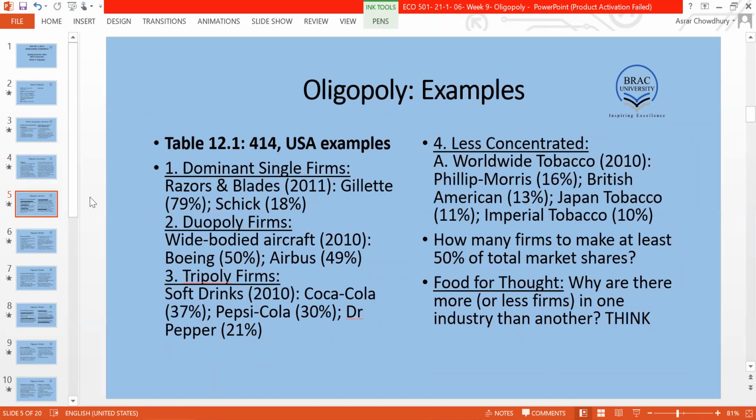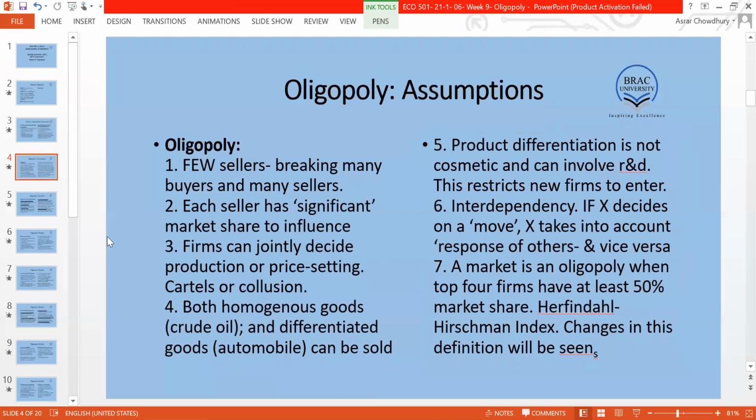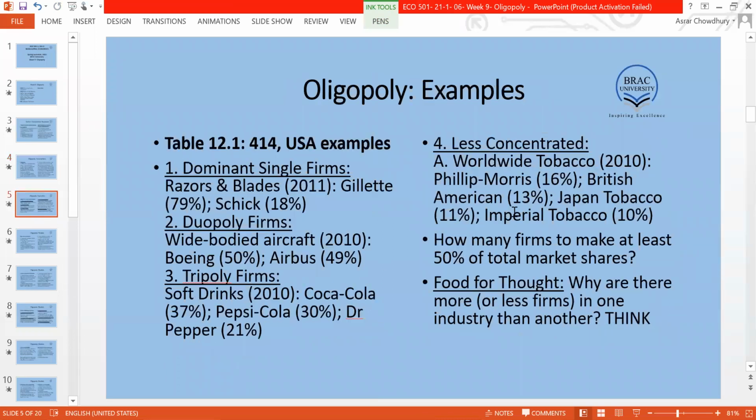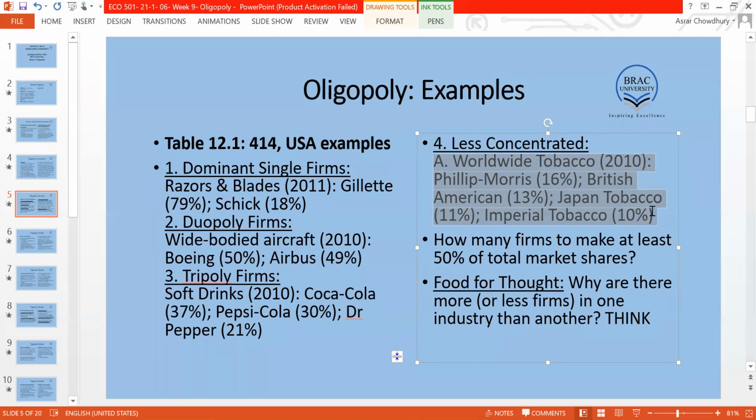What was our first assumption? That the top four firms will have more than 50% of the market share. Look at this example: the global tobacco industry. What's the total market share of these four? 16, 29, 30, 40, 50. Exactly 50. So in the total global tobacco market, these four firms have 50% of the total market share in the world. This is based on 2010 data.